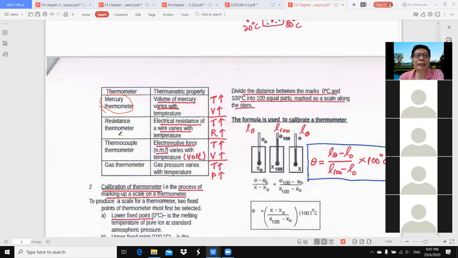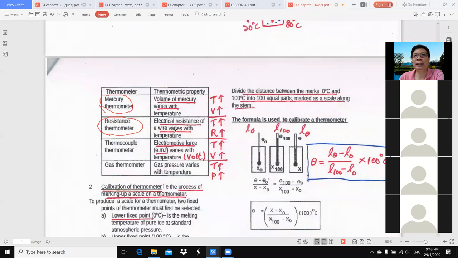Then the second one is the resistance thermometer. You never saw it before, never mind, you learn a little bit now. What happens here is that the electrical resistance of the wire varies with the temperature. When the temperature of the wire goes high, the resistance of the wire becomes higher. Resistance means something in the wire trying to stop the current from flowing. That is called resistance, to resist the flow of current, okay?